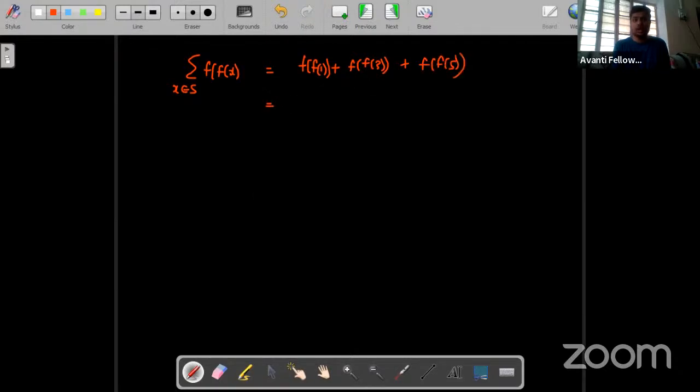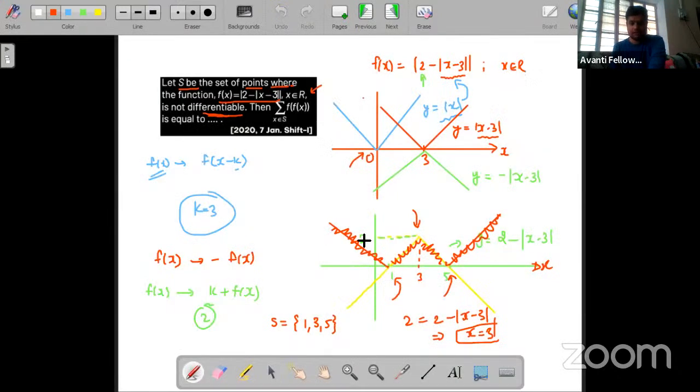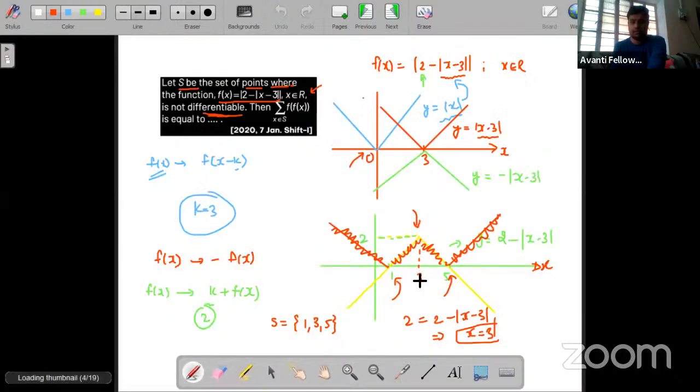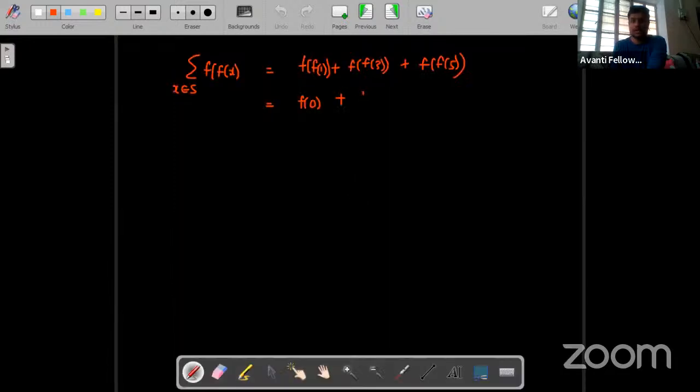Clear? So now we have to check what is the value of f(1). First of all, we'll find f(1), then whatever value is coming out here, we'll find f of that value. Okay, so previously you can see what is f(1). This is the function, f(1) is 0. Clear? So we'll write f(0) + f(3). f(3) is 2. So we will write f(2). Clear? Because we have substituted f(3) as 2.